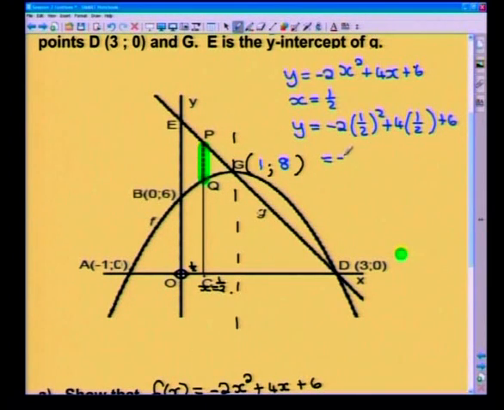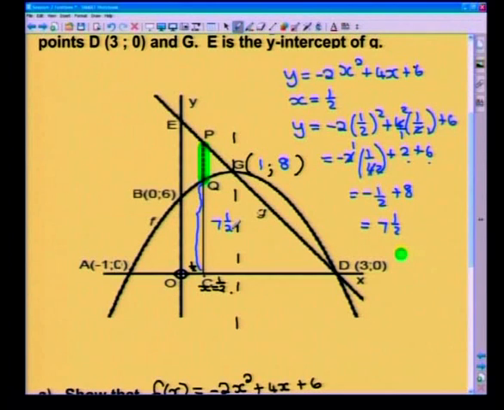Which if I tidy up is minus 2, and remember we always square before we multiply, so it's 1/4, plus, 2 goes once and into there twice, so it's plus 2, plus 6. And of course I can now cancel that down, so I'm going to get minus a half, and if I add those I'm going to get plus 8, which means I'm going to get 7.5. So I'm saying to you that this distance here is 7.5.